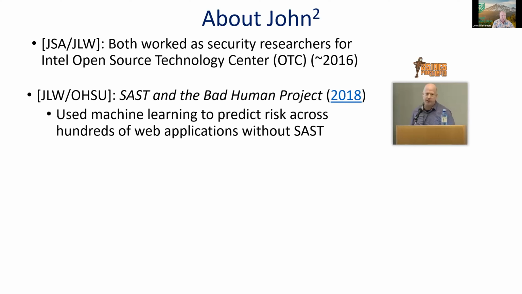in 2016 for a few years, and I went to Oregon Health and Science University. There I worked on a project called SAS and the Bad Human Project. This is where I was using machine learning to predict risk across hundreds of web apps at a time where they didn't really have any expensive SaaS tools. This was risk prediction from, say, source code for web applications. And I presented that information at B-Sides in 2018.